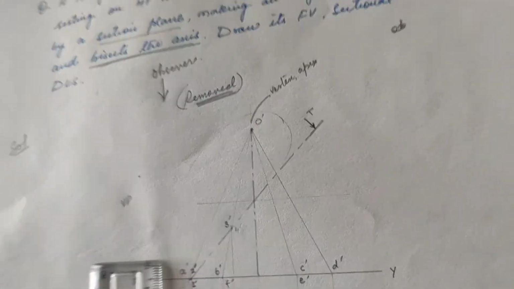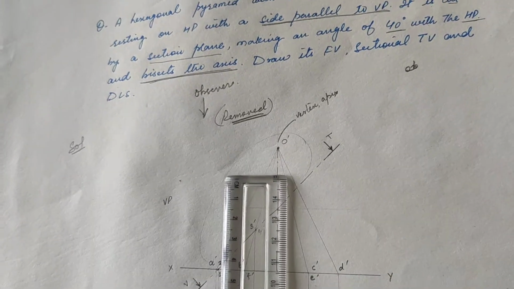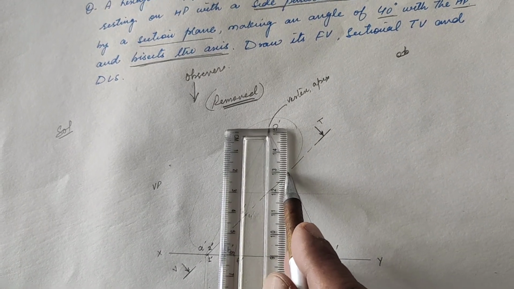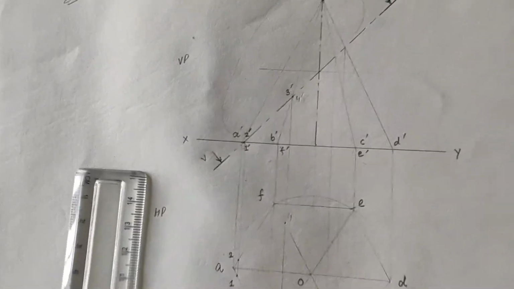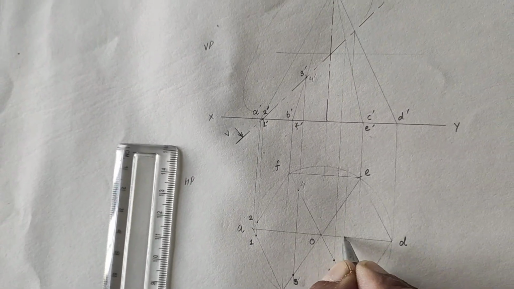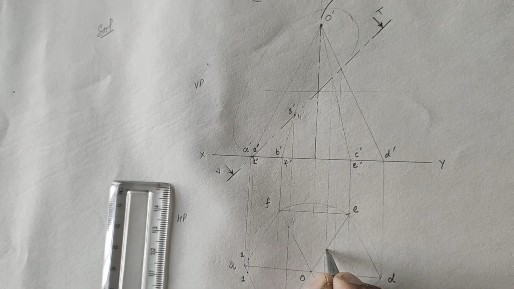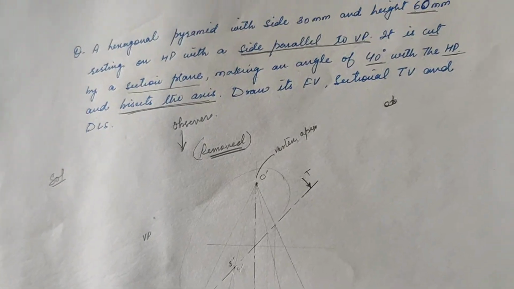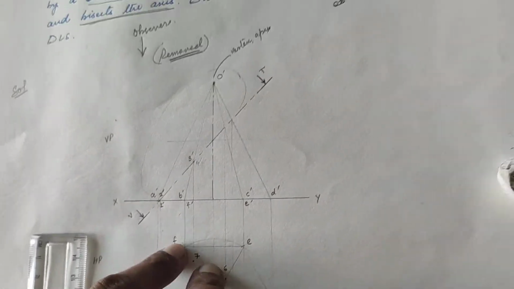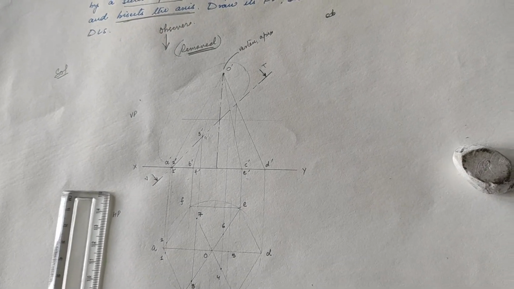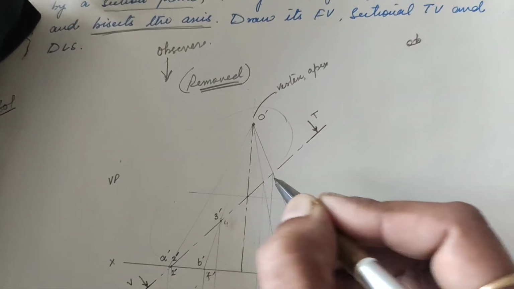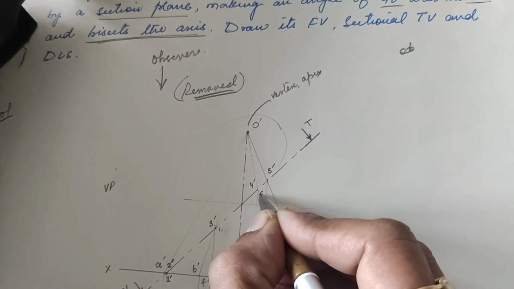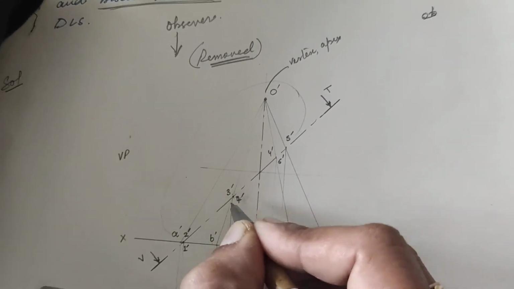Let's see next. For OB we write 3. For OC we write 4. For OD we write 5. OE we write 6 and OF we write 7. So join all these points in the top view. Here we have 4 dash, here 5 dash, here 6 dash and 7 dash.